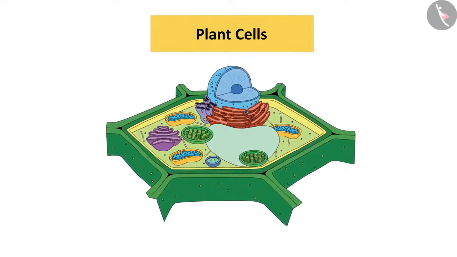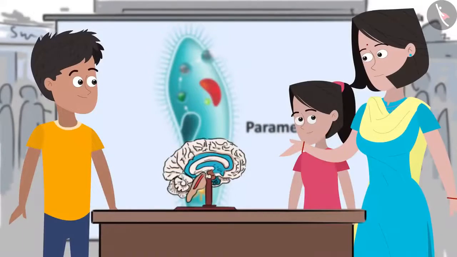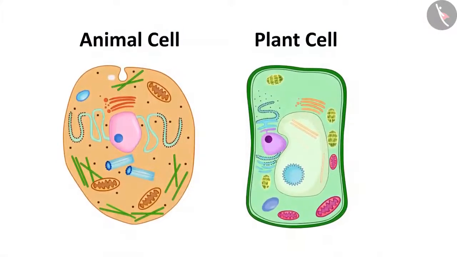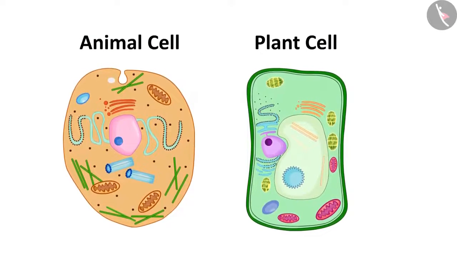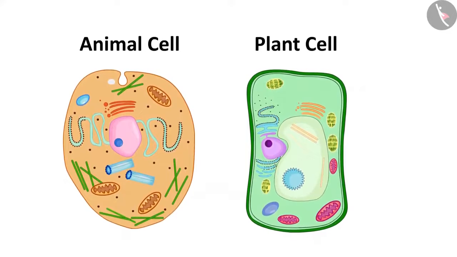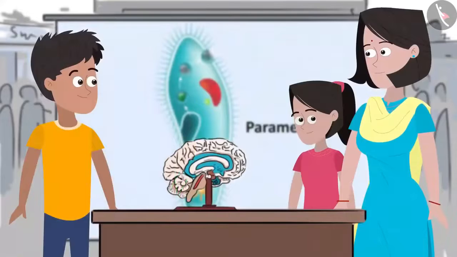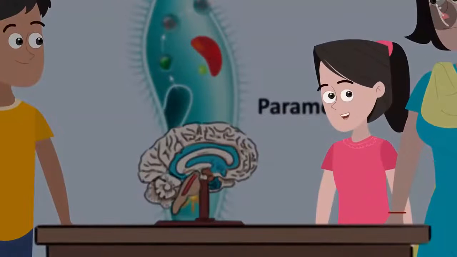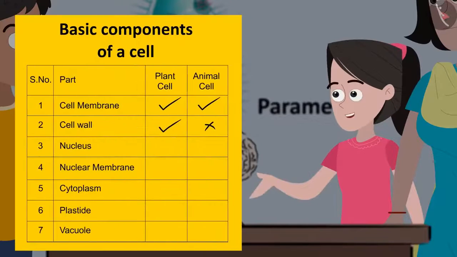For example, the chloroplasts for photosynthesis and the rigid cell wall that helps the plant hold up in the absence of a skeleton. See this poster. It shows the difference between plant cells and animal cells. Can you figure out this difference? Friends, can you help me compare the plant and animal cells shown here and chalk out the differences in this tabular format?